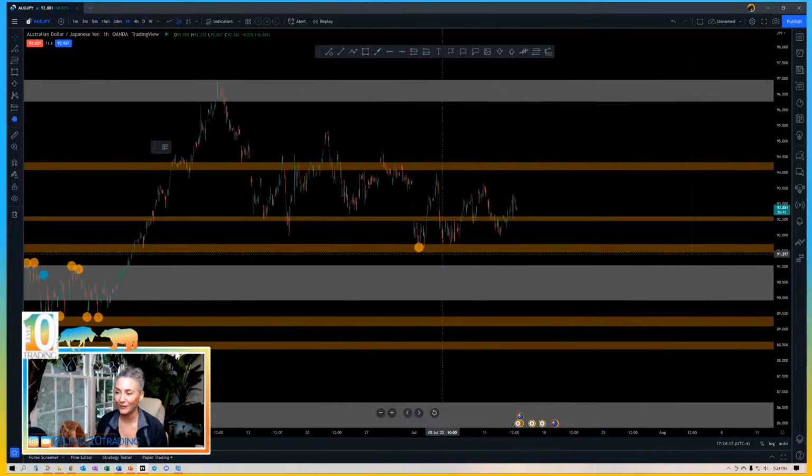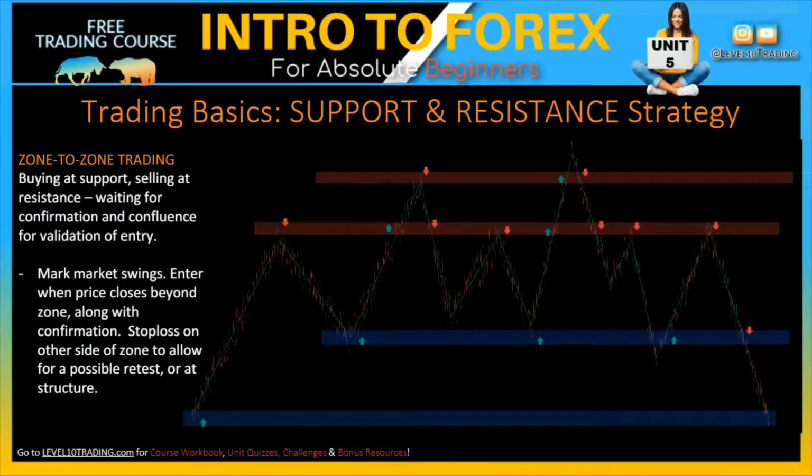But let's look at this zone trading strategy using support and resistance in its simplest form. Trading support and resistance can be as simple as just buying at support and selling at resistance, with your target being the next support or resistance zone. This is also known as zone to zone trading. But as I have said before, you want to wait for confirmation to validate your entry.